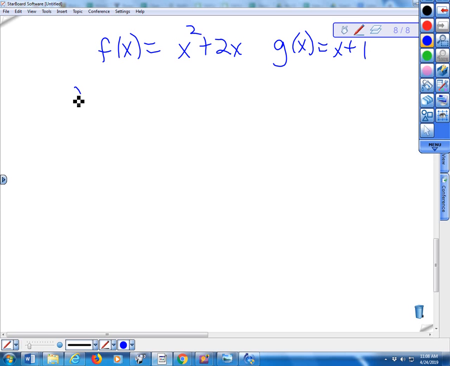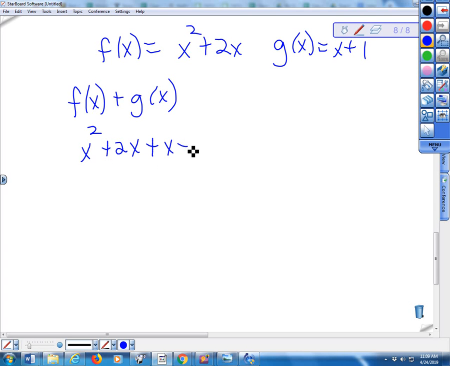First one, f of x plus g of x. So f of x is x squared plus 2x. G of x is x plus 1. Combine my like terms. I have x squared plus 3x plus 1. This is not an equation. There's nothing to solve for. Okay, don't set it equal to 0. It just wants what f of x plus g of x is. And that's it. So this is your answer.